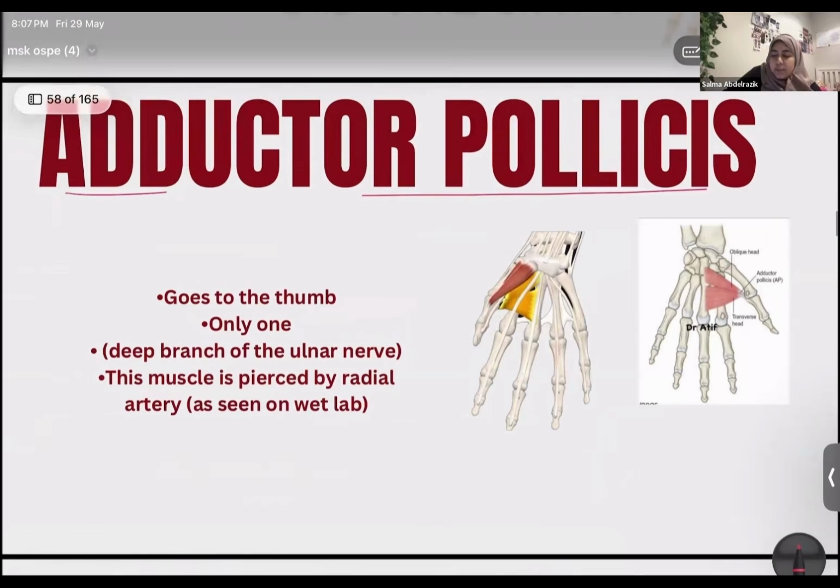We have something called adductor pollicis, which goes to the thumb. Honestly, in the slides, it wasn't very clear what it's under, but according to everything else, it's thenar because it's a thumb. So it goes to the thumb. It's only one. Clearly, over here. And it does the adduction. See how there's one that's literally abduction under it? This one does the adduction. So if your finger's like this, it returns it back to that. Cool, cool. Deep branch of the ulnar nerve. It's special because it's supplied by the ulnar nerve. And this muscle is pierced by the radial artery as seen on the wet lab.